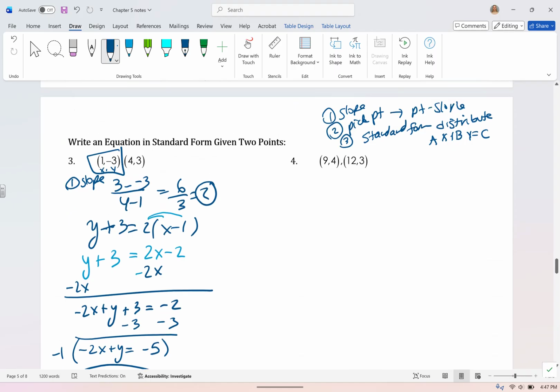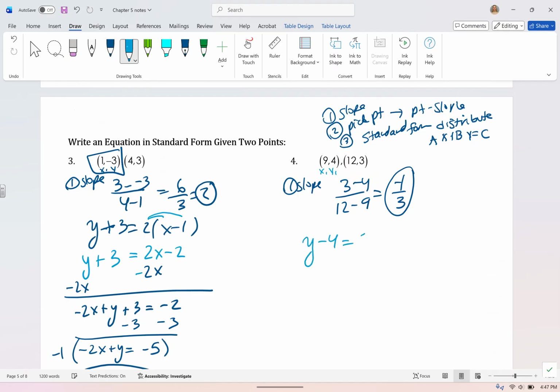Okay, let's try the next one. Find the slope. So let's do 3 minus 4 over 12 minus 9, -1 over 3. So slope is -1/3. We're going to be careful with our signs. So if this is x1 and y1, y minus 4 equals -1/3, x minus 9. Okay, when we distribute, you get -1/3 x. Now, when we distribute -1/3 times -9, we're going to get a positive, and we get 9 over 3, which is going to be 3. So remember, negative times negative is positive.